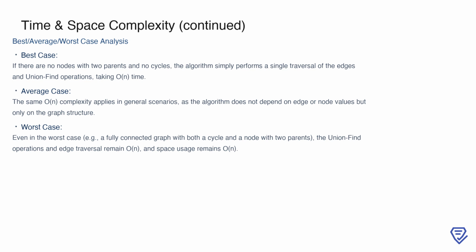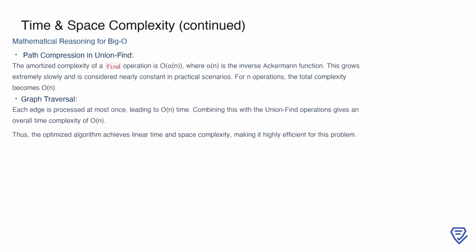The edge traversal and union find operations still require O(n) time, and the space usage remains bounded at O(n), making the solution robust and consistent across all cases. To understand the efficiency of the union find structure, we consider the mathematical reasoning behind its time complexity.